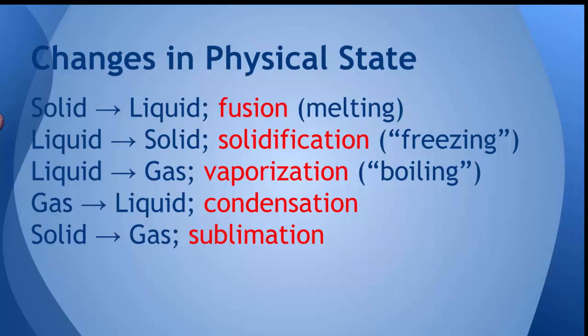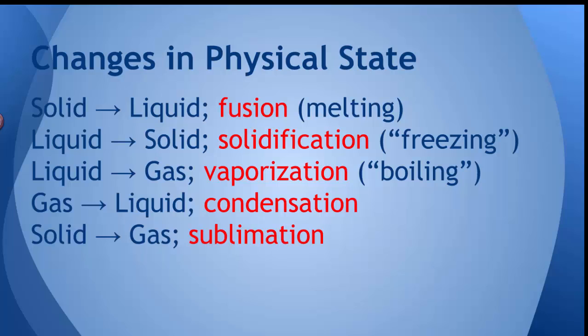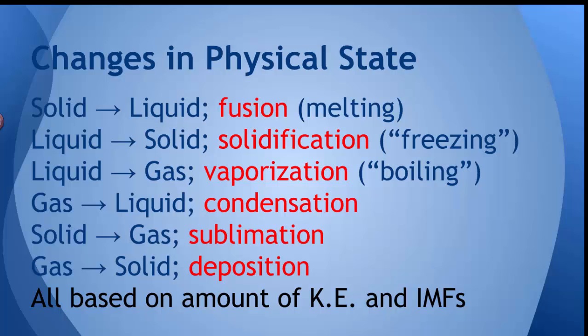An example of a substance that does this very well is dry ice. Dry ice is solid carbon dioxide. Dry ice does not melt. That's why it's called dry ice. It's solid, but it immediately turns into carbon dioxide gas. And that's because the intermolecular forces between the carbon dioxide molecules are very weak. It doesn't take very much to get the molecules to go out of their fixed position and just turn back into a gas. The opposite of sublimation is called deposition. A gas will deposit on a surface as a solid. And it's all based on the amount of kinetic energy and how strong the intermolecular forces are. All of those transfers.